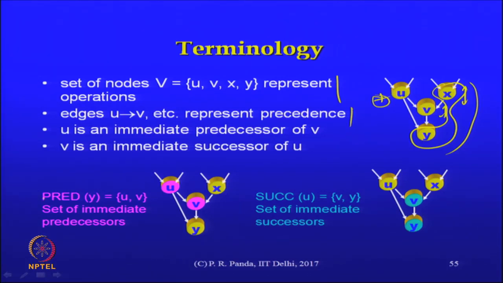I can define this set pred of Y to be the set of immediate predecessors of a node Y. Here that would be these two nodes, because they have outgoing edges that land at Y. Same thing with successor set, that is the set of immediate successors of a node U. So, for that node the set of successors are these two, immediate successors are these two.